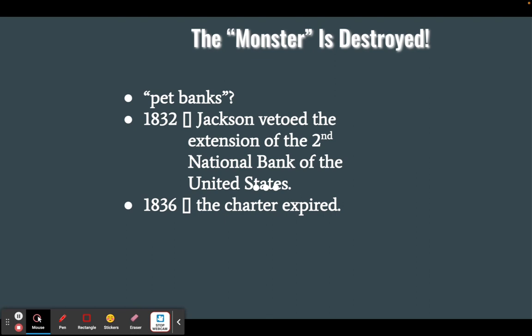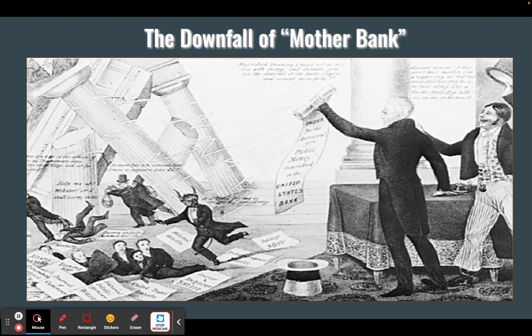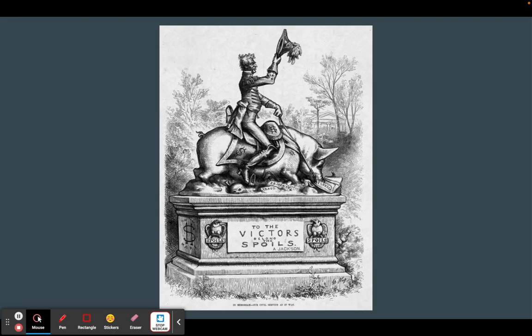Jackson vetoes this bill, which means he says, nope, don't like it, get rid of it. So the charter expires and the bank goes bankrupt. So let's look at this political cartoon from the time where you see Jackson holding the veto in his hand, and he is getting rid of the demons that exist.